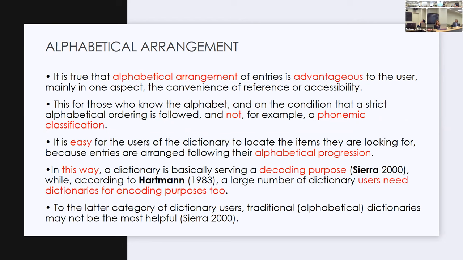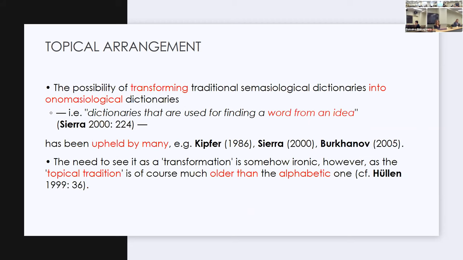So alphabetical arrangement clearly has advantages. As long as it's truly strictly alphabetical, once it's phonemic, it becomes problematic. It is easy to learn, it's just alphabetical progression. It is mostly used for decoding purposes, but as Bachmann pointed out, users often need to encode, and then an alphabetical listing is more difficult.